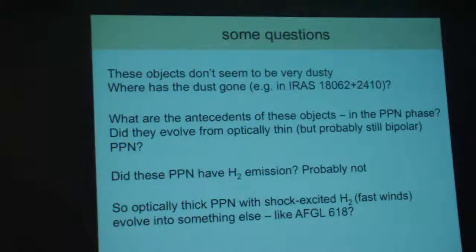So perhaps these objects evolved from optically thin PPN, which means optically thick PPN probably evolved into something else. The ones that have H2 in the PPN phase, the ones that have shock excited fast winds, evolved into something like AFGL 618, for example, which has a visible central star, but lots of obscuration. So, some questions rather than answers.